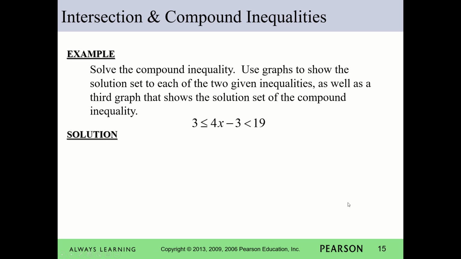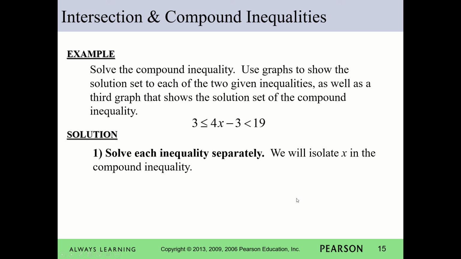Now this one looks a little bit different, right? Because we don't have that word and in there. Basically this is saying the same thing. This is giving you two problems in one. This is saying 3 is less than or equal to 4x minus 3, which is less than 19. Okay, this is an and problem, even though it doesn't look like it, because it's giving you two sets of parameters for this x. It's telling you that this 4x minus 3 is bigger than or equal to 3 and it's less than 19.